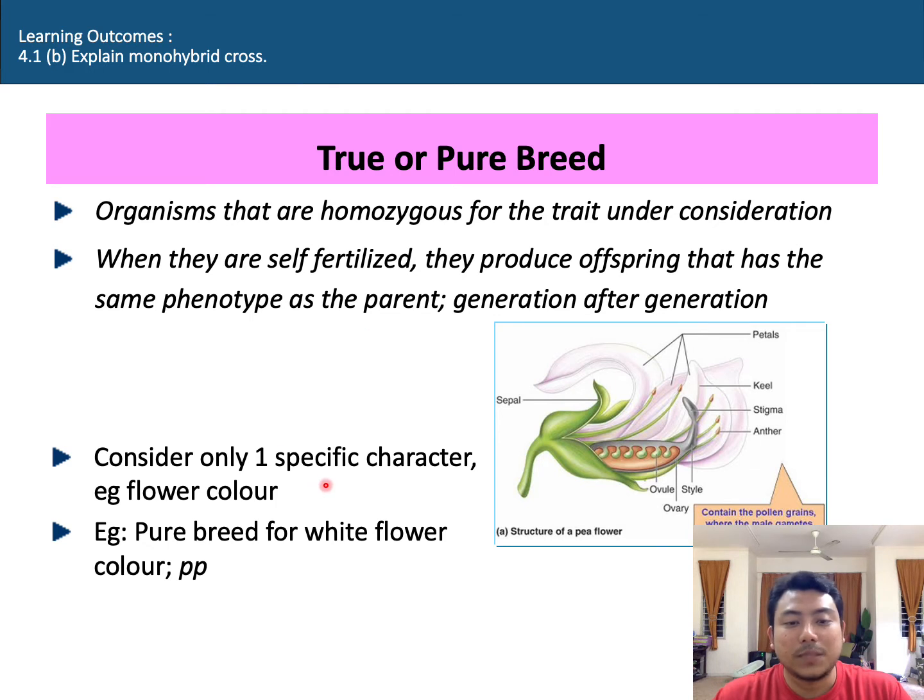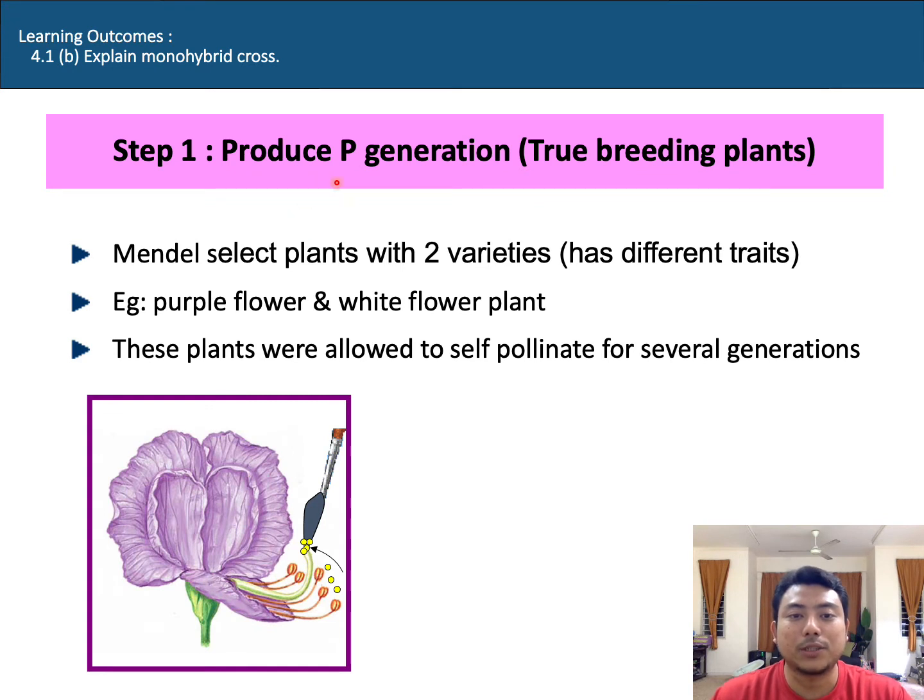Consider only one specific character, for example, the flower color. The pure breed for white color must have the genotype P kecil, P kecil. Okay, step 1, producing the P generation, i.e. the parental generation for true breeding plants. First, Mendel will select plants with 2 varieties, i.e. 2 different traits, maksudnya 2 ciri yang berbeza, for example, the purple flower and the white flower plant.